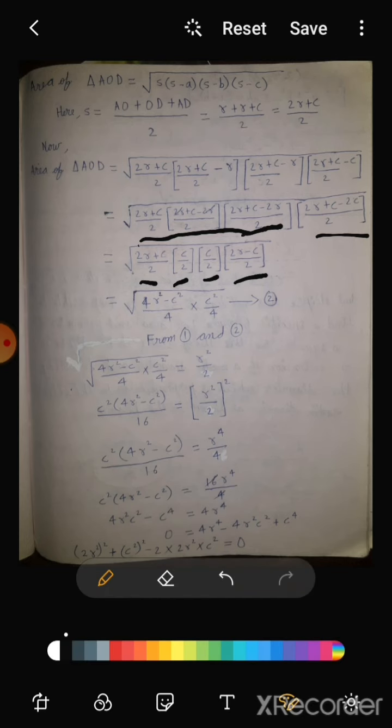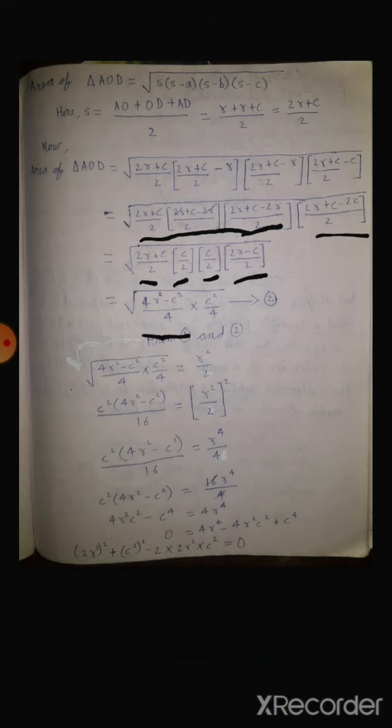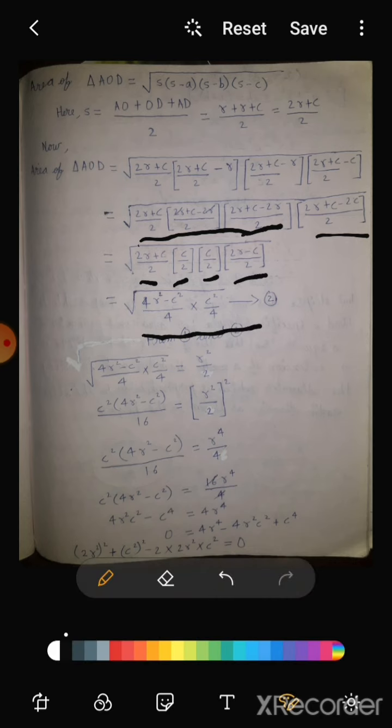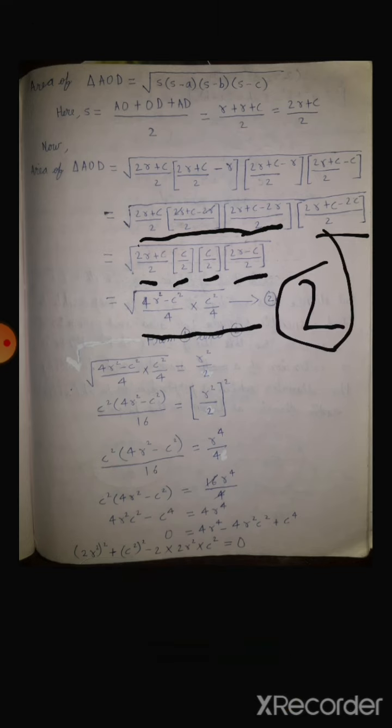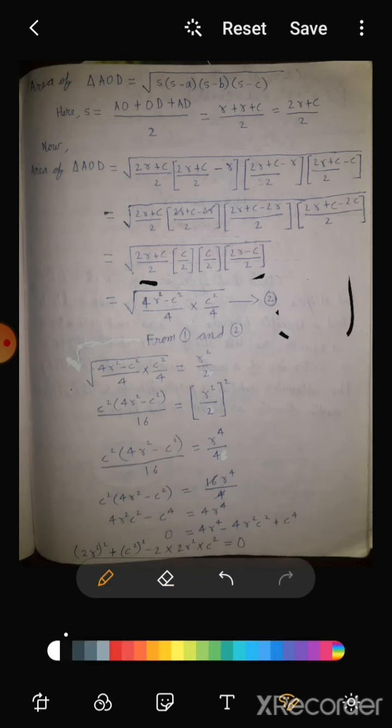So if we simplify it further, we will get square root of (4R square minus C square divided by 4) into C square by 4. This is our equation number 2. Moving further, from 1 and 2, the first equation is R square by 2 and the second equation is square root of (4R square minus C square by 4) into C square by 4.